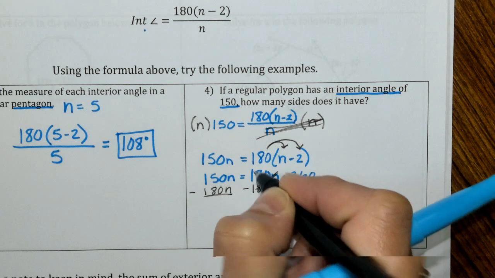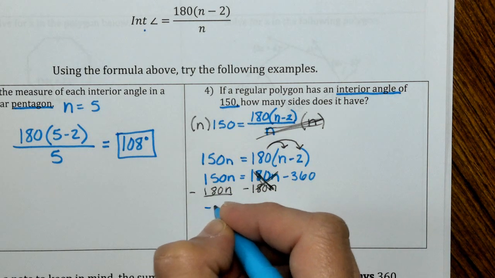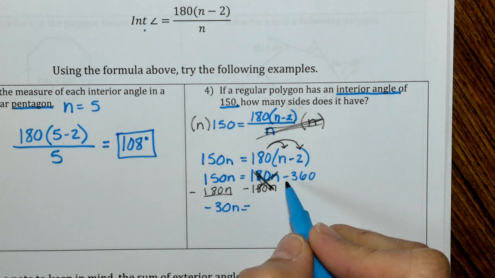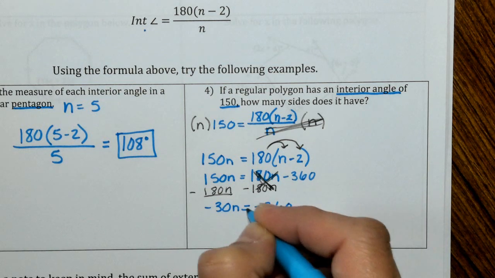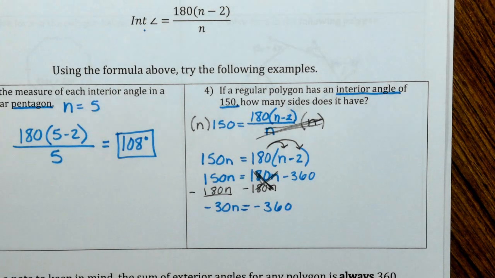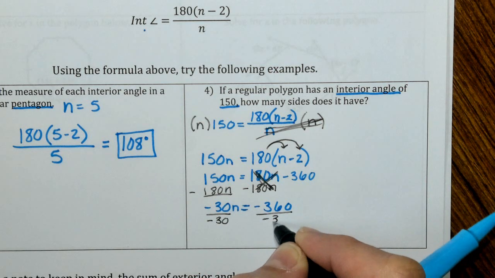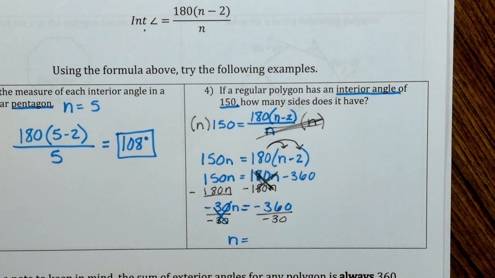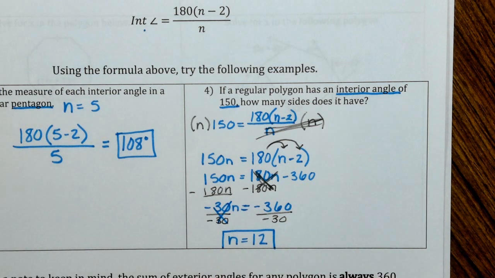It cancels over here on the right. On the left, we need to understand this is going to be a negative 30n. Okay, negative 30n. And what is left over here is a negative 360. Be careful with that. And then just like if they were positive, we need to divide both sides by what's attached to n, that coefficient, and the coefficient of n is a negative 30. So whenever we divide negative 360 by negative 30, it cancels out those negatives, and we end up finding out that the number of sides is 12.